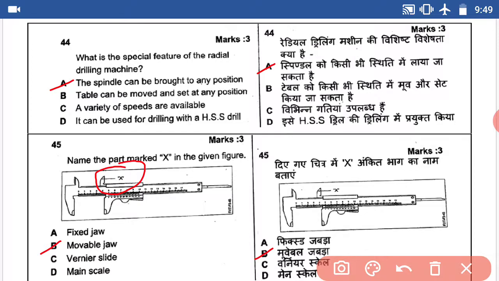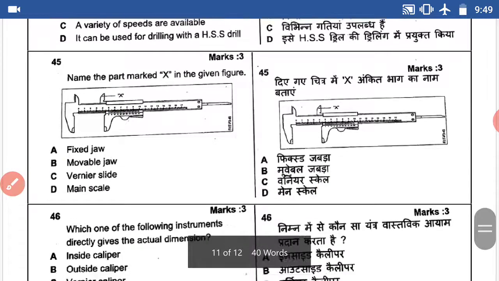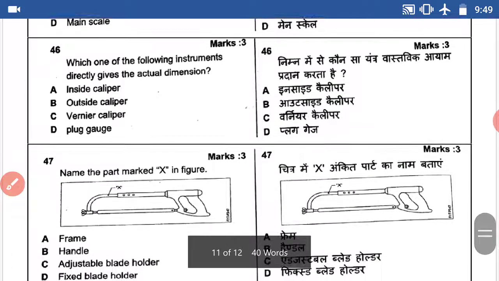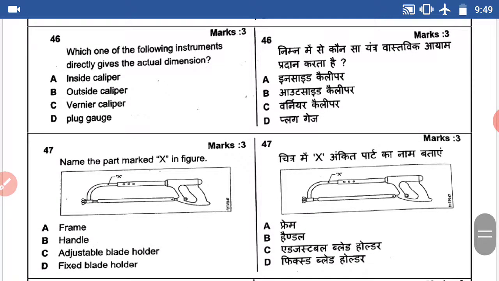Question number 46. Which one of the following instruments directly gives the actual dimension? Inside caliper, outside caliper, vernier caliper. The answer is vernier caliper, the direct measuring instrument. Answer C.